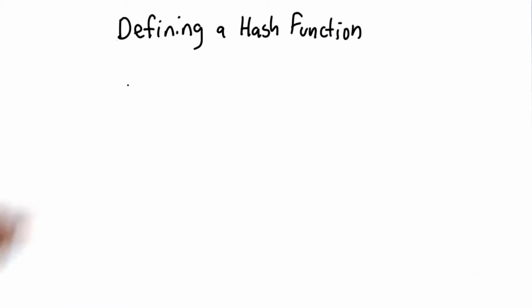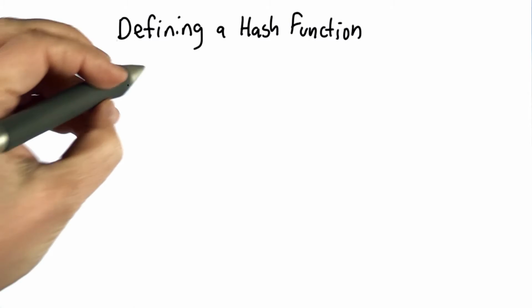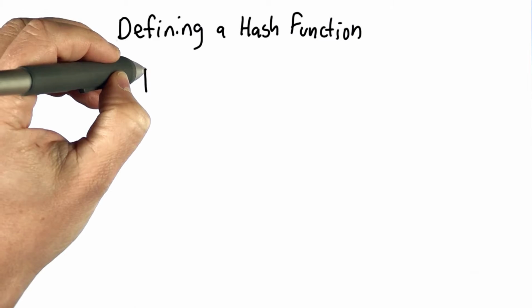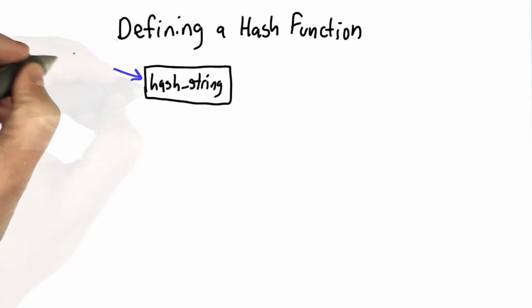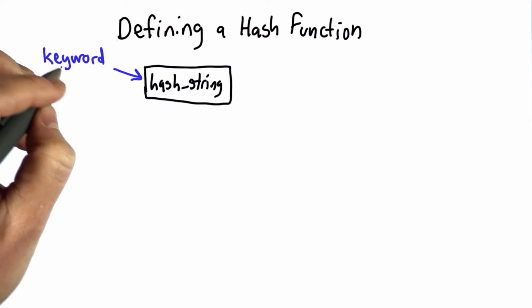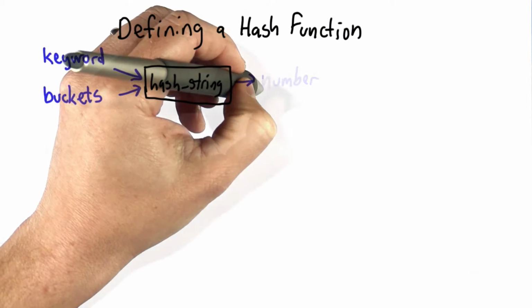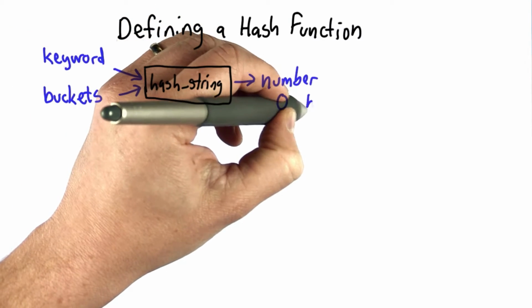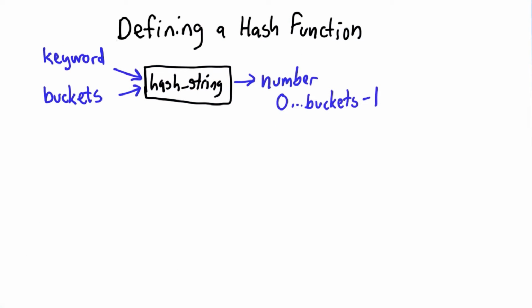So now that we know about ORD and we know about modulo, we're ready to define a hash function. So let's remember what our hash function should do. The hash function takes two inputs. It takes the keyword and it takes the number of buckets, and it's outputting a number between 0 and buckets minus 1 that gives us the position where that string belongs.